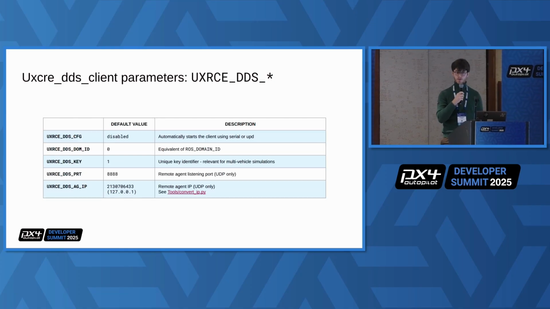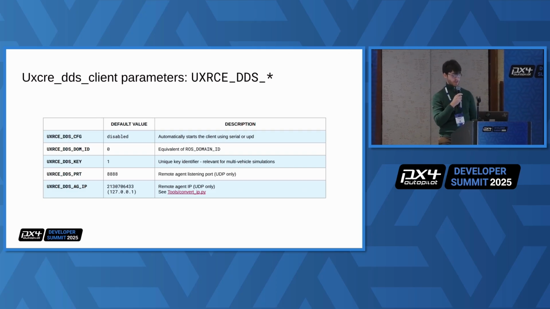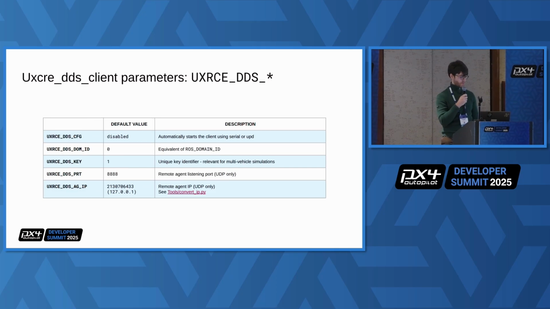You also have the domain ID. The domain ID is the equivalent of the ROS domain ID. So if you are using multiple ROS networks, you want them to keep isolated, you have to modify that parameter. The key parameter is just an internal Micro XRCE feature. Every participant, aka every client, needs to have a different key if it is connected to the same agent. So for single vehicle, you keep it to 1 and you're happy. If you are going to multi-vehicle simulation or weird approaches, you have to remember to modify it. But on multi-vehicle simulation, that is actually taken care of automatically by the startup script, so you can really forget about that parameter.